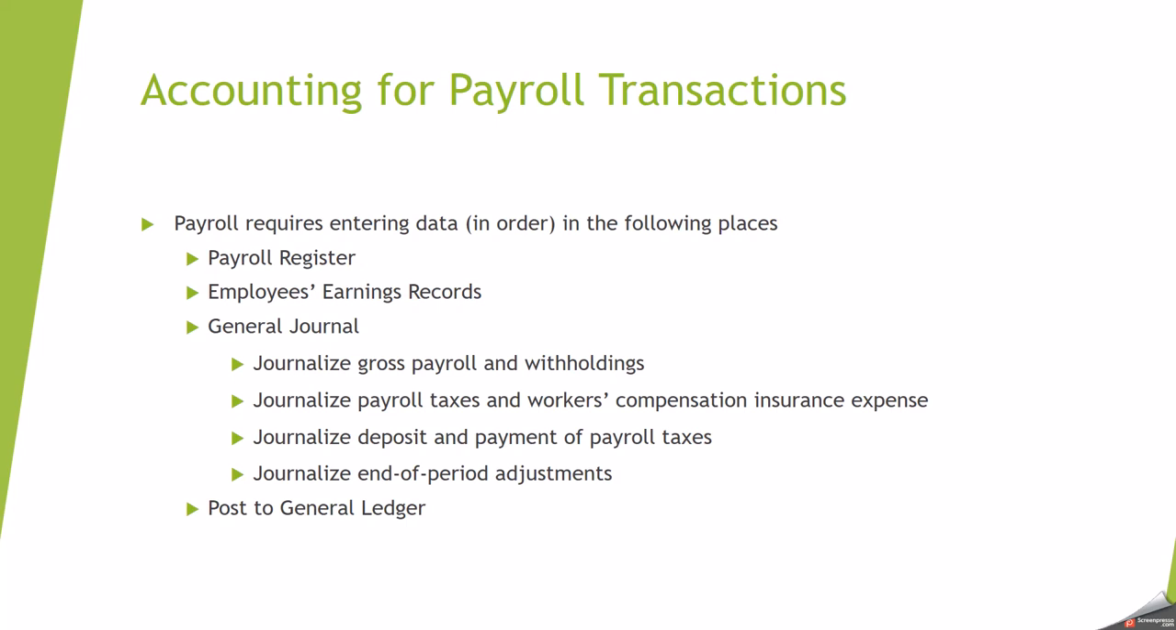There'll be employee earnings records. For each employee, they would look and say, okay, these are my current earnings, these are my year-to-date earnings, these are my current deductions and my year-to-date deductions. But then it creates the journal entries. In the general journal, there's going to be a journal entry that will show the gross payroll and all the withholdings. Then there's going to be a separate employer entry that's going to charge the employer's portion of those payroll taxes and workers' comp and unemployment taxes to expense, and then set up those liabilities.